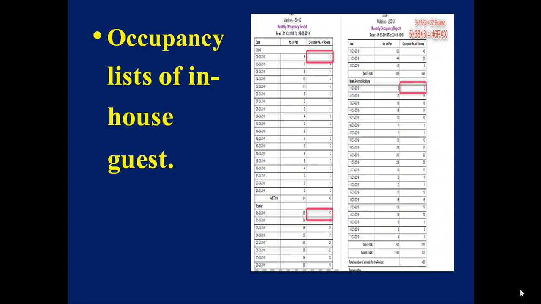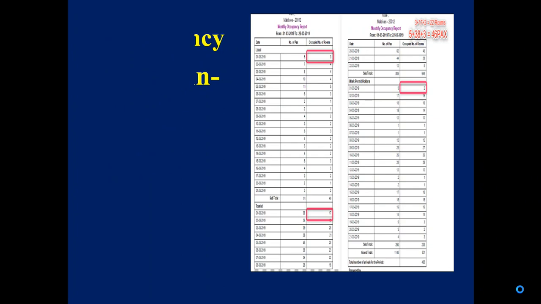Then occupancy list of in-house guests. Once the payment has been done and the guest has settled the bill, you can update the information in the occupancy list of in-house guests, that how many guests have departed and how many guests have come today.